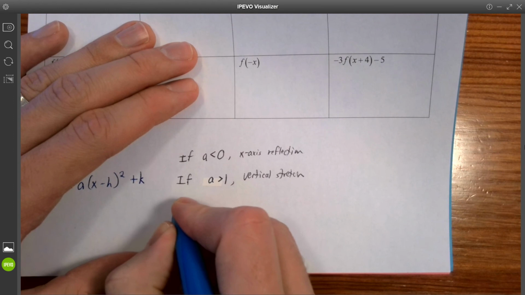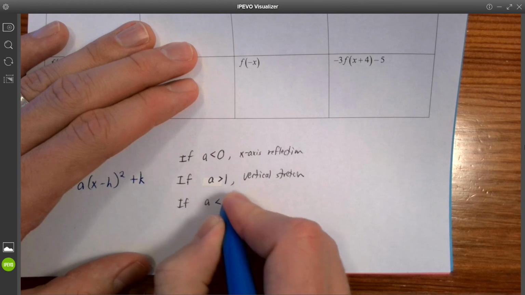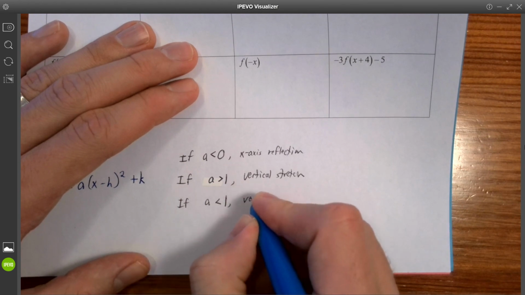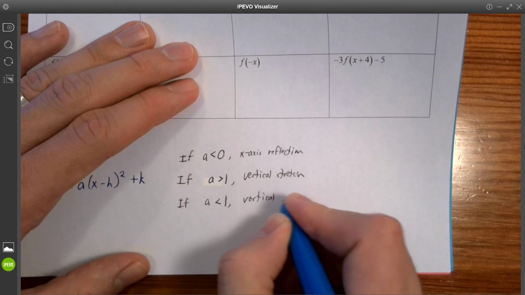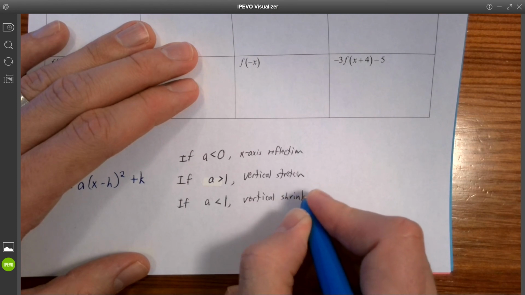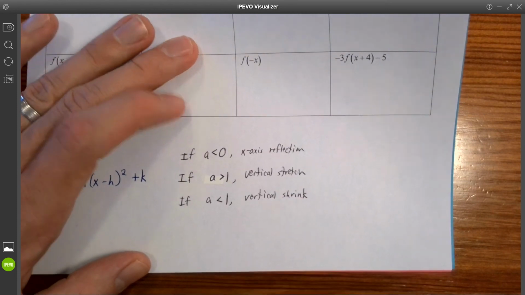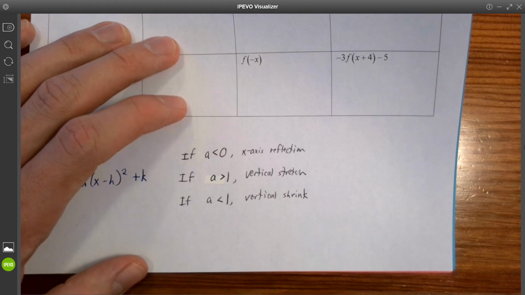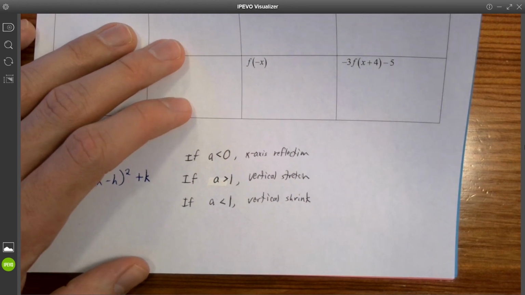And we're going to say that if a is less than 1, it's a vertical shrink. And a technically is the scale factor in either case, depending on how you word it. Have to be careful with that. Now, I have accidentally lied to you. I'm kidding. It was on purpose.